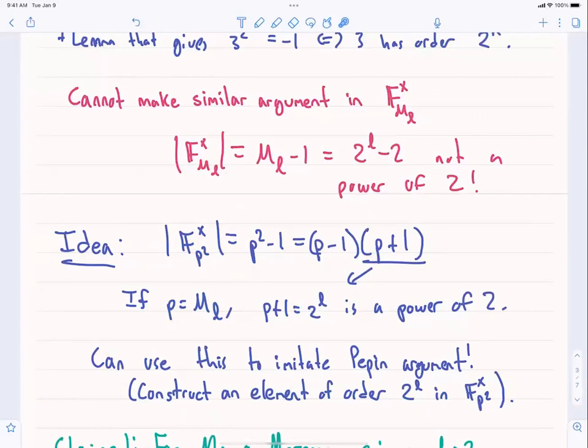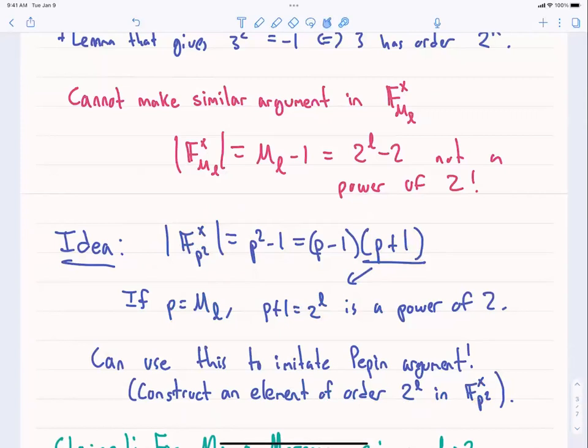And then p squared minus 1 factors as p minus 1 times p plus 1. And so if I take p to be a Mersenne prime, then this p plus 1 now just becomes 2 to the L. And it's this big power of 2 I want. And the fact that this big power of 2 divides the order of this group means that this group has room in it to have an element where I can make this kind of argument. So I should be able to find some element of order 2 to the L inside of F_p squared cross. And that's what we're going to use to imitate this Pepin argument, by constructing an element of order 2 to the L in F_p squared cross.